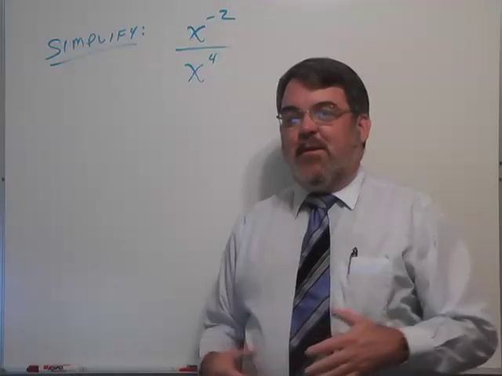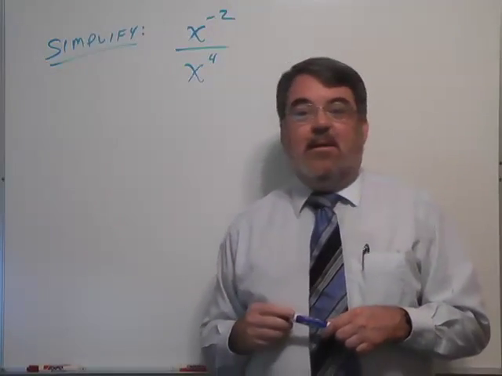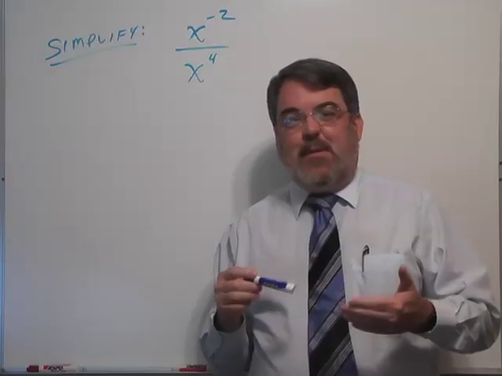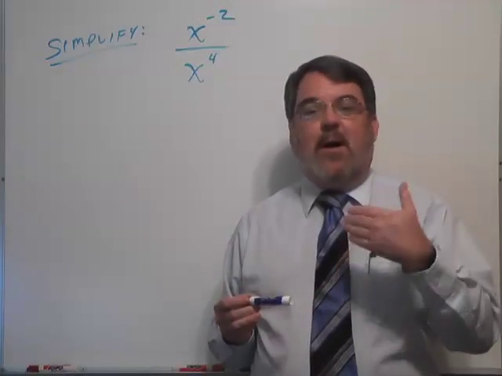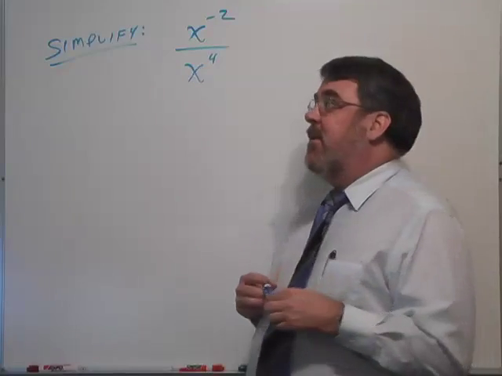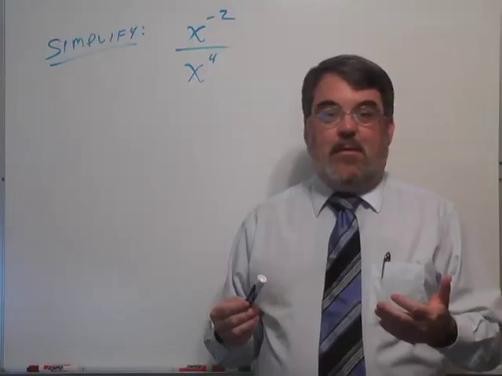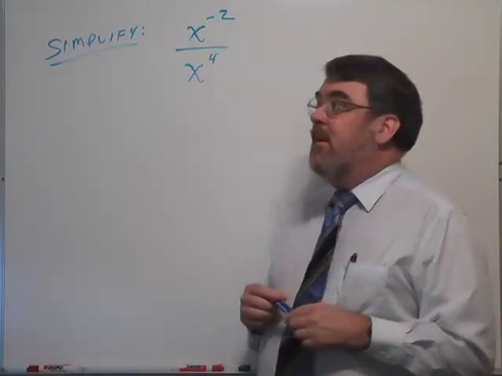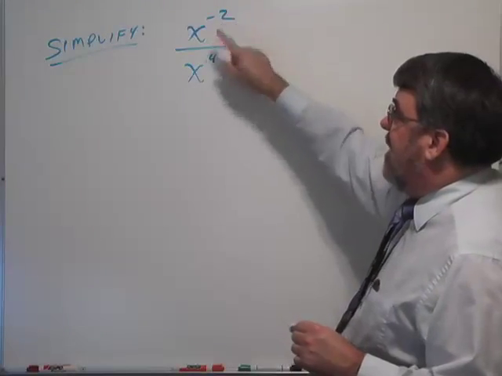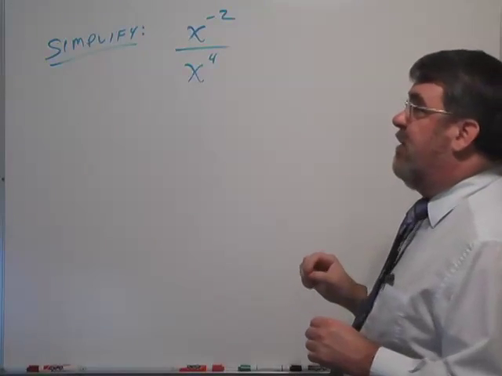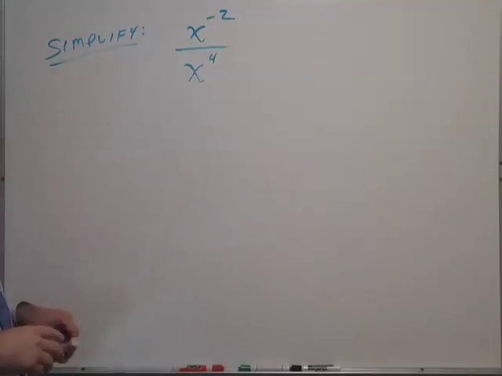Usually these problems, you're asked to simplify. And simplify in the context of these problems means to leave your answer with positive exponents. And so if you want full credit from me, you would leave the problem with all positive exponents. And so let's see what happens here. Now I have x to the minus 2 divided by x to the positive 4.